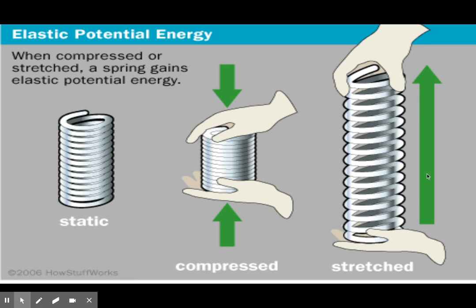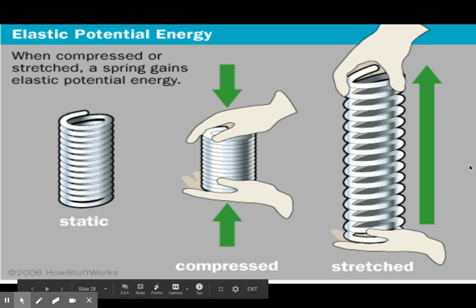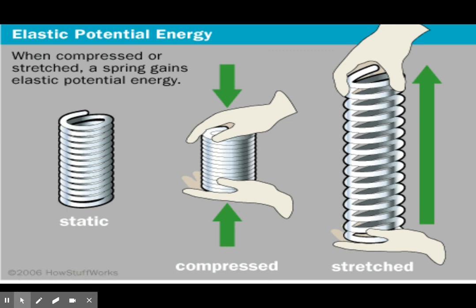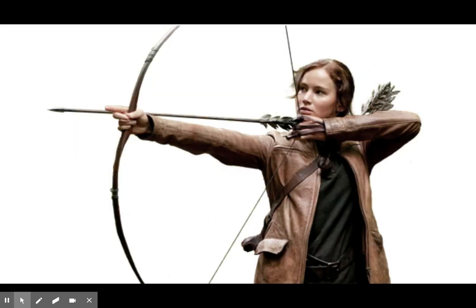If you stretch a spring, it's also going to want to go back to its normal shape. So by stretching it, you've given it elastic potential energy because it wants to do work and go back to its original shape or original position. If you think about something like a bow and arrow, when you pull back the string, you are stretching actually the bow. And so the bow has elastic potential energy and it wants to return to its original position. And then that will cause the arrow to have kinetic energy.